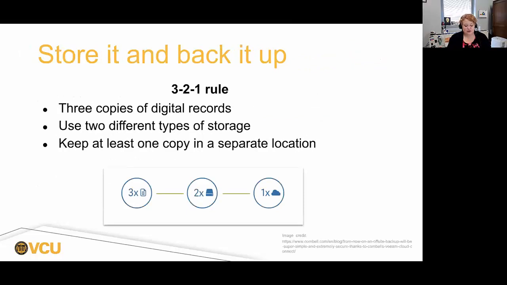So now we're to store it and back it up. This rule is pretty straightforward. It's 3 copies of your digital materials with 2 different types of storage and 1 copy in a separate location. The different types of storage could be your computer and an external hard drive. Saving a copy to cloud storage works as both one of your copies and a separate location. Or your separate storage location could be an external drive kept at your office or a relative's home.